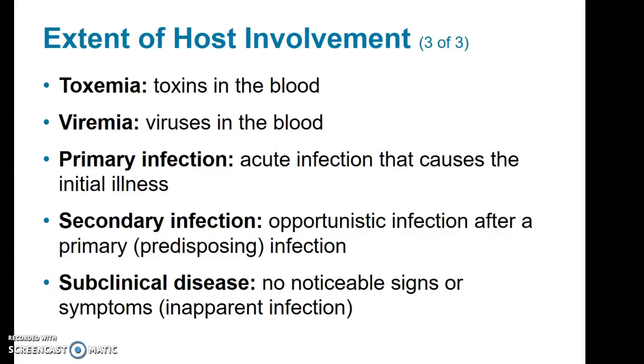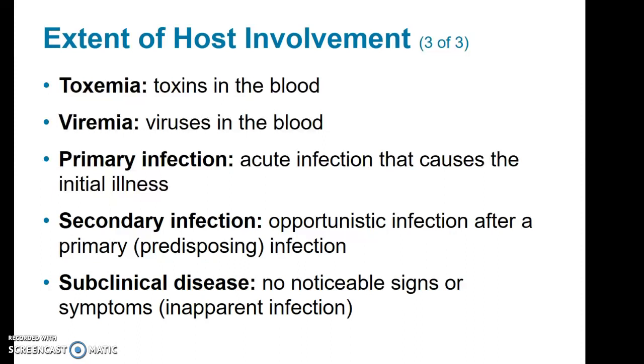Hello, welcome to part 2 of my lecture on chapter 14, Epidemiology. We left off in part 1 where we were talking about different disease conditions related to the extent of host involvement. And so I'm going to pick back up with toxemia, which refers to the condition of having toxins in the blood. Viremia refers to having viruses in the blood.